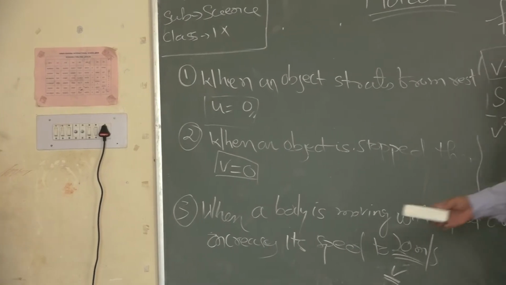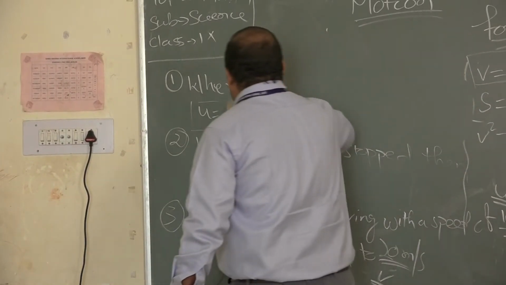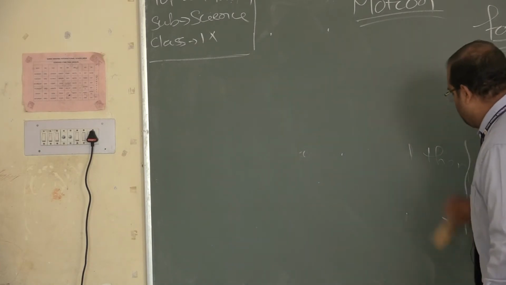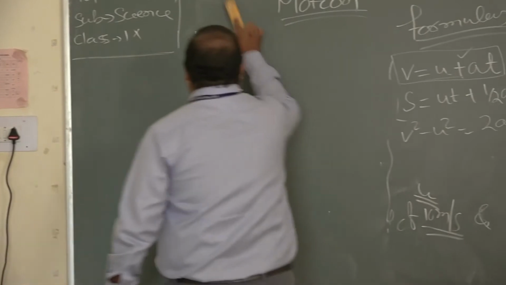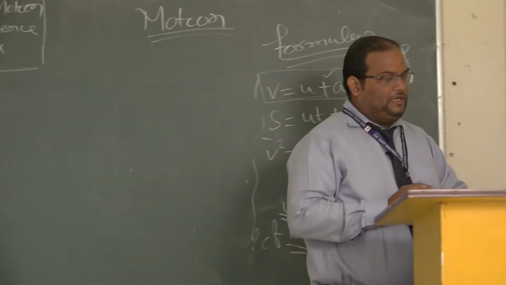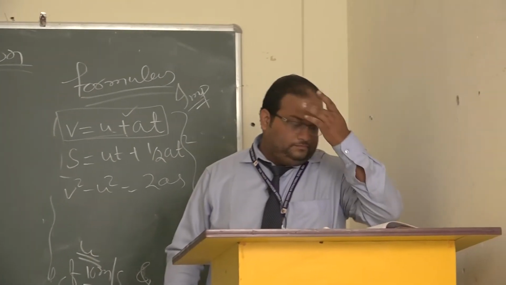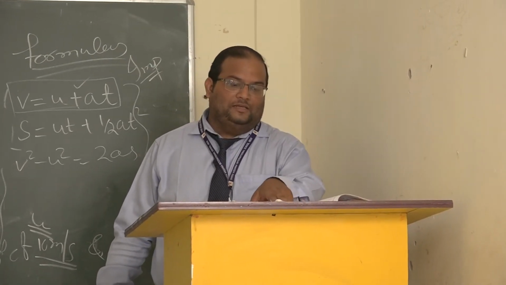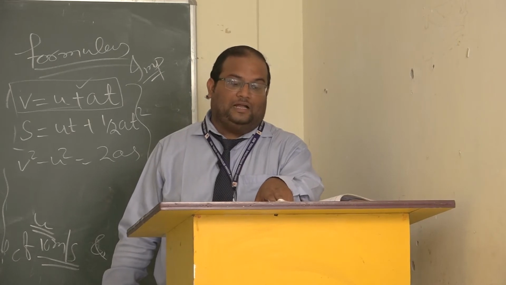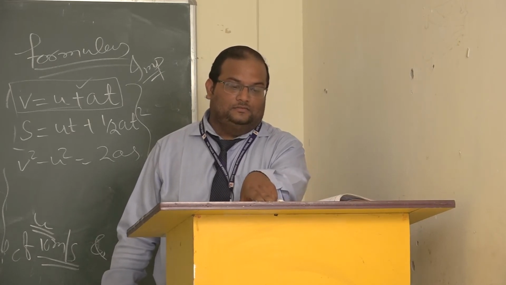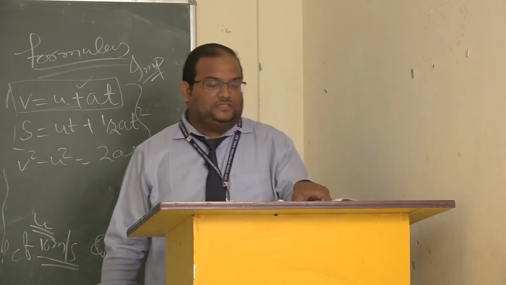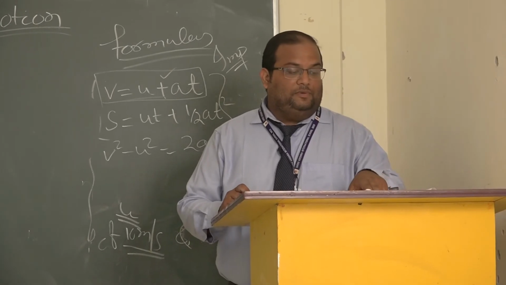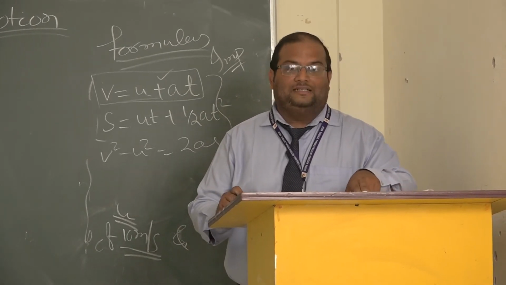So according to these three equations, we will be solving the problem. We will be solving one problem regarding this formula. Okay, so now a question is given. A scooter acquires a velocity of 36 km per hour in 10 seconds, just after the start. Now listen properly.